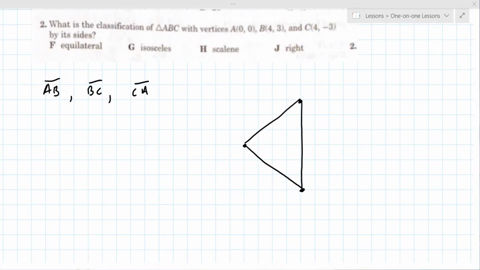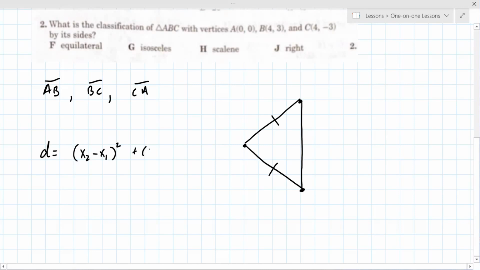Like I can tell you that this is isosceles. These are the same length, but this one's longer. If you didn't know that, you would have to use the distance formula: the square root of (x2 minus x1) squared plus (y2 minus y1) squared. And you'd have to do that for each of AB, BC, and CA.